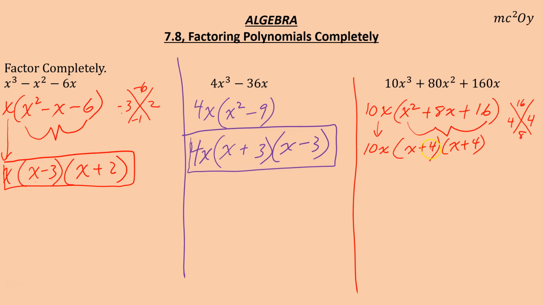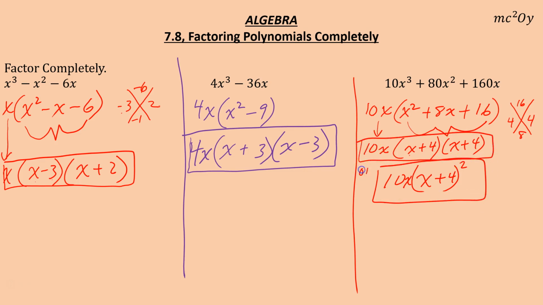Binomial, binomial, well, you're looking for difference of two squares. Perfect square, nope. Perfect square, nope. So we are done. You can either write it as this, or since x plus 4 is the same, you could say it's x plus 4 quantity squared. So 10x times x plus 4 quantity squared. Or that one. Either one would work.